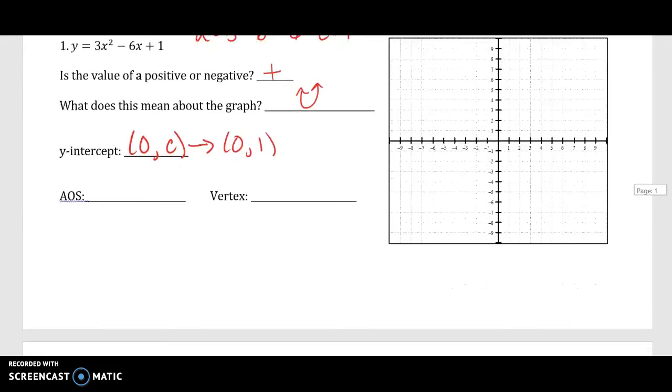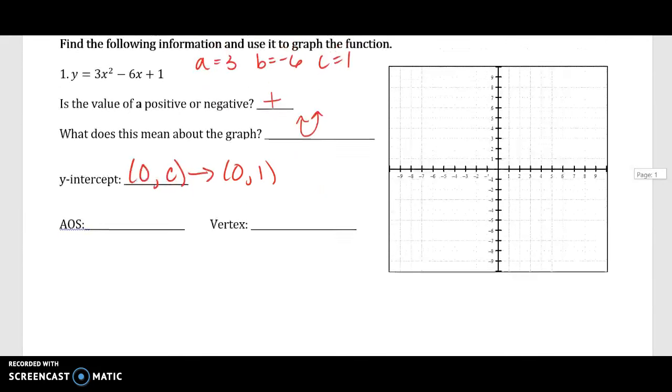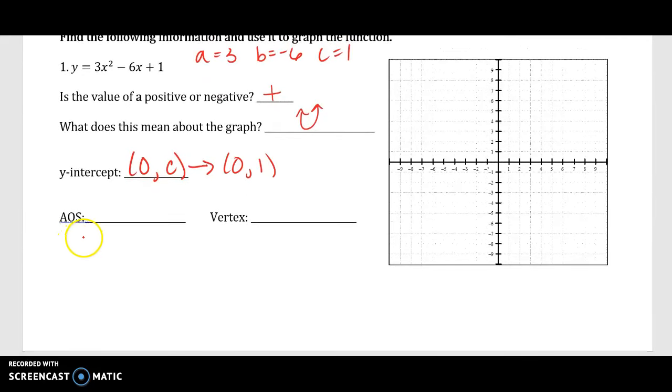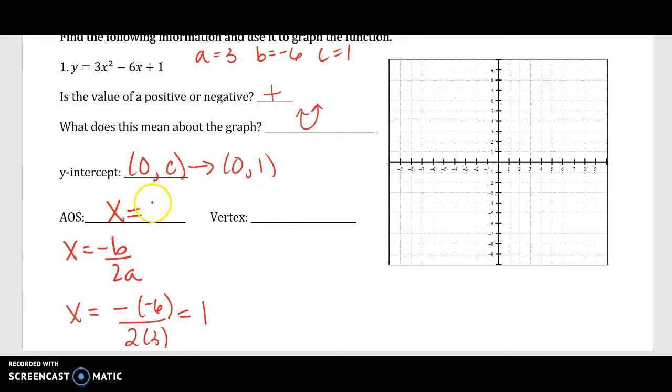Now we're going to look at how we find the axis of symmetry. Well, our equation for the axis of symmetry is something you'll have to know, which is x equals negative b over 2a. When we plug in our values, we get negative 6, because that's our b value, over 2 times 3, which will give us 6 over 6, which is 1. Our axis of symmetry is x equals 1.